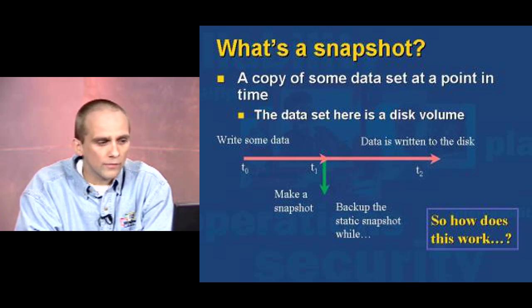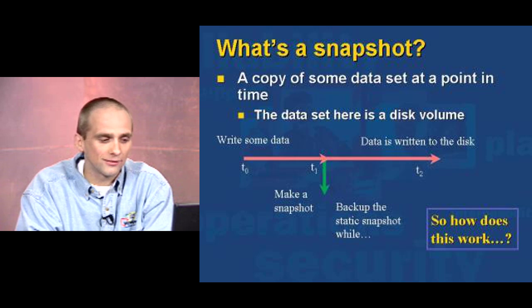And so really, we have a situation. Now, I have animations and sound on my slides, and you don't. So we write some data to a file at time t0. And at time t1, we choose to make a snapshot. And then we back up from the snapshot while the data is written to the disk. So that's the basic concept. We take the snapshot we back up from, and the other data is moving forward.